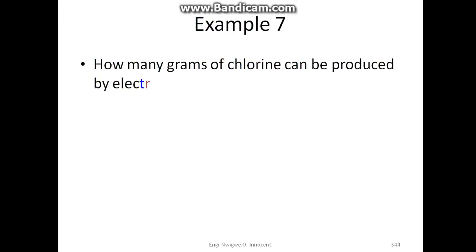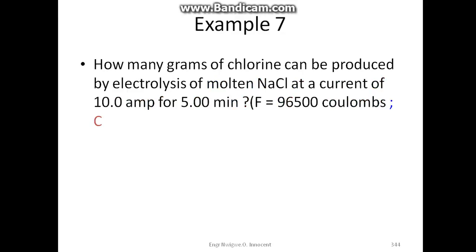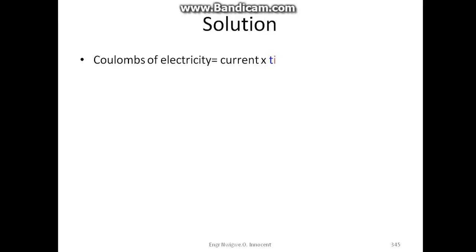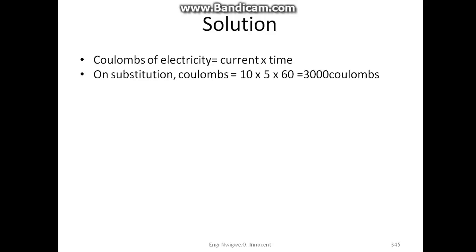Example 7. How many grams of chlorine can be produced by electrolysis of molten sodium chloride at a current of 10 ampere for 5 minutes? Given Faraday constant equals 96,500 coulombs, and molar mass of chlorine equals 35.5. Solution: coulombs of electricity equals current times time. On substitution, coulombs equals 10 times 5 times 60 equals 3000 coulombs.